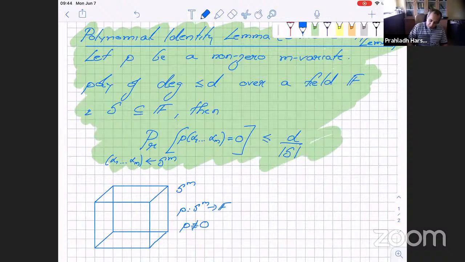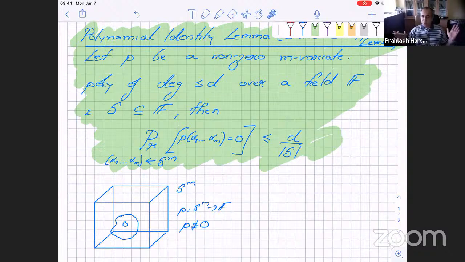The claim is that the fraction of places where it can be 0, the zero set, can be very small. It is at most D over the size of S, D over the length of the grid, not the size of the grid, which is S to the power m. So the probability that the polynomial is 0 is at most D over |S|. This is the same statement which was true in the univariate setting, and we proved this by induction, with the base case being the univariate setting. The proof was very simple.